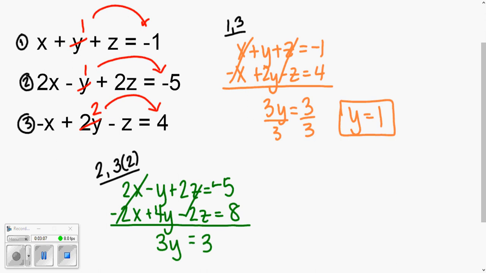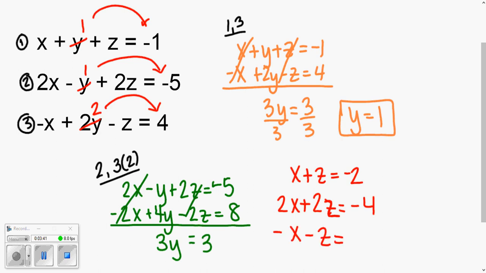My first equation becomes x plus z equals negative 2, because I'm taking the positive 1 on the left, that was y, and moving it to the right as a negative 1. My second equation becomes 2x plus 2z equals negative 4, because I have a minus 1 on the left that if I add to the negative 5 gives me minus 4. And then my third equation becomes negative x minus z equals 2, because if I move the positive 2 from the left to the right, it becomes a 2.